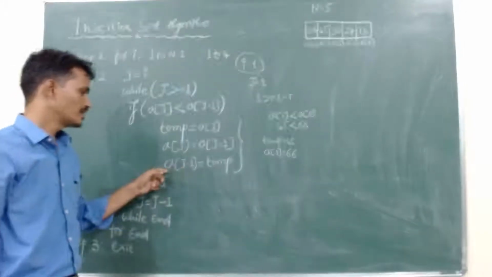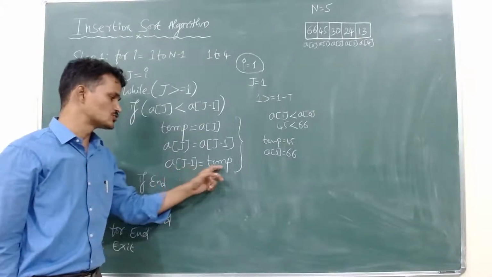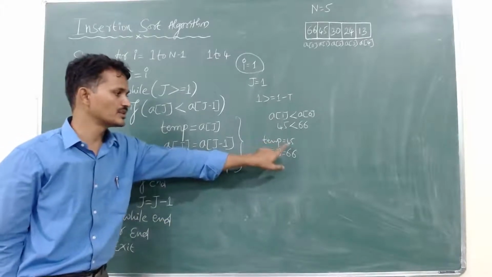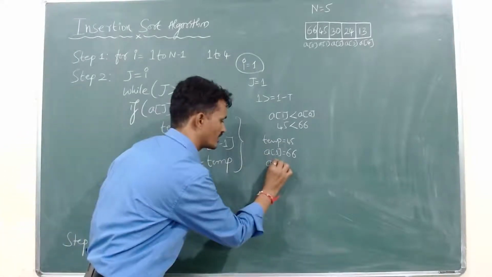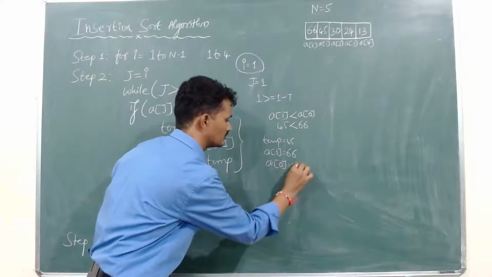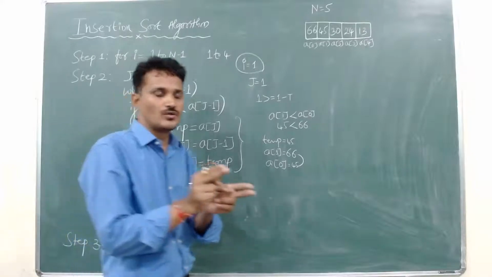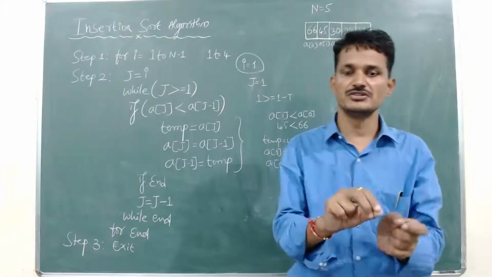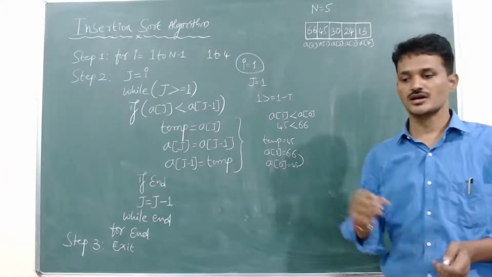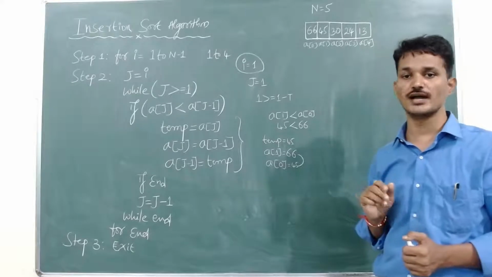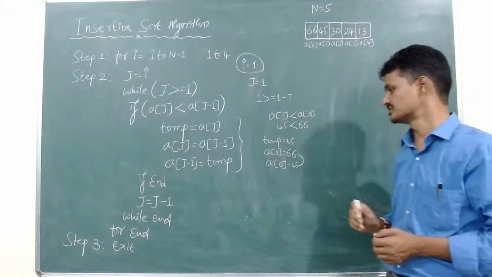Right? Well, the last one. A of j minus 1, that is nothing but a of 0. A of 0 is equal to t. What is the value stored in t? That is 45. 45 will be moved to which location? A of 0. That's it. You can just have a look at these statements. We have exchanged the value stored in a of 1 to a of 0, and the value stored in a of 0 has been shifted to a of 1. We have just interchanged those two values with the help of a third variable called a temporary variable, isn't it?